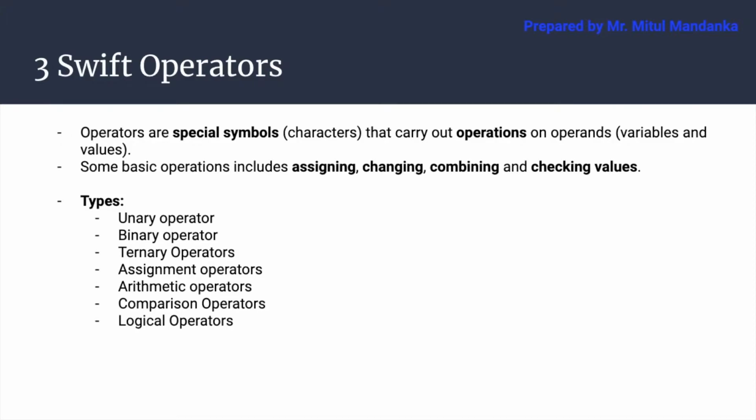Classification of operators by terminology. There are basically three types of operators: unary, binary, and ternary. Let's discuss unary operators. Unary operators operate on a single target, like minus a, minus b. Unary prefix operators appear immediately before their target, such as not b, minus a, minus b. Unary postfix operators appear immediately after the target, like c exclamation mark, c plus plus.